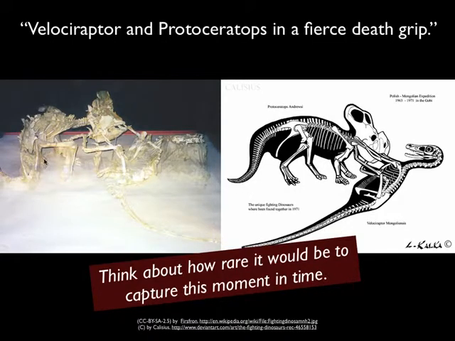This is two dinosaurs here. The headline is Velociraptor and Protoceratops in a fierce death grip. And you can't see it so well in the actual skeleton. This was on display in the American Museum of Natural History. But in this drawing, it's beautifully illustrated what you're actually seeing there. And now think about how rare it would be to capture this moment in time. How would that happen? One more quick video for you.